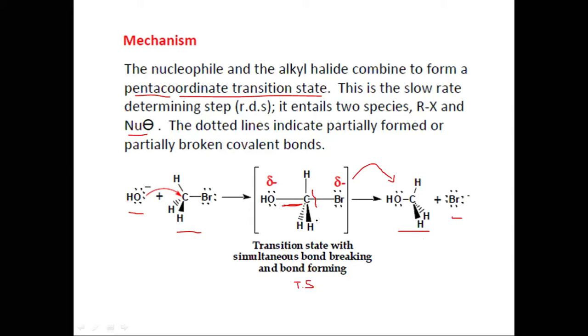The dotted lines indicate a partially formed or partially broken covalent bond. But I think you cannot see the dashed line. This actually corresponds to the dotted line. It indicates partial bond formation and bond breakage: bond formation between the carbon and the oxygen, and bond breakage between the carbon and the Br. These bonds are covalent bonds, the C-Br bond and the C-O bond. The only thing you need to remember is that in the transition state, the C-Br bond breaks and the C-O bond forms. Then only will you get the product.